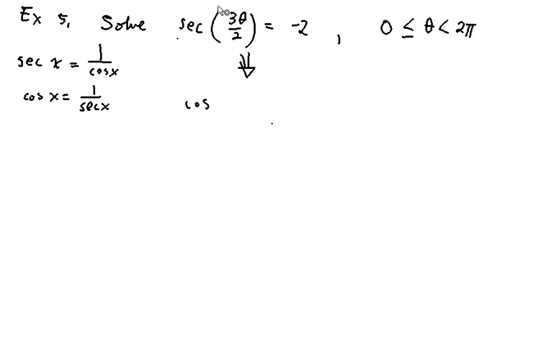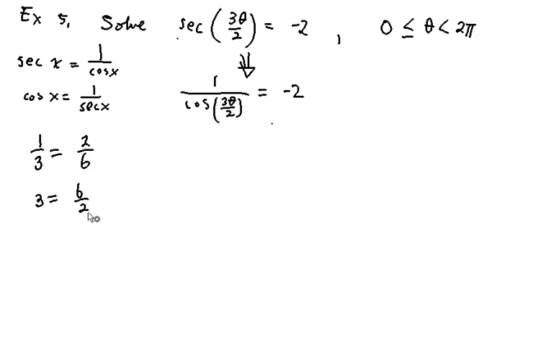So now if I rewrite this, this is going to be cosine of 3 theta over 2, and that's equal to what? Well, that's still negative 2, right? Let's rewrite this again. If I flip this side, I can flip this side, right? 1 over 3 is the same as 2 over 6. If I were to flip this side and say 3 on this side, I would have to flip this side and get 6 over 2. Okay, this is still the same statement.